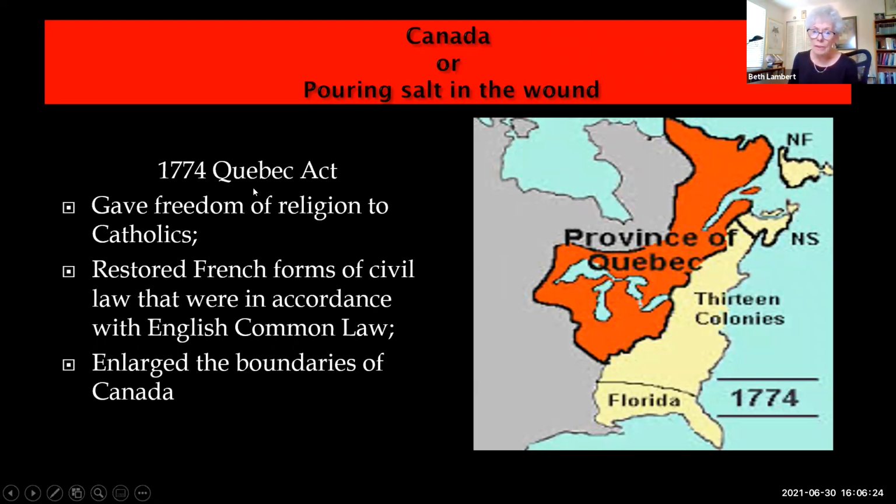In 1774, as they closed Boston's ports and so on, Parliament enacted the Quebec Act. This gave freedom of religion to Catholics. It restored French forms of civil law that were in accordance with English common law, and they enlarged the boundaries of Canada. Now you see where they enlarged them too. They brought them down, passing through the Great Lakes.